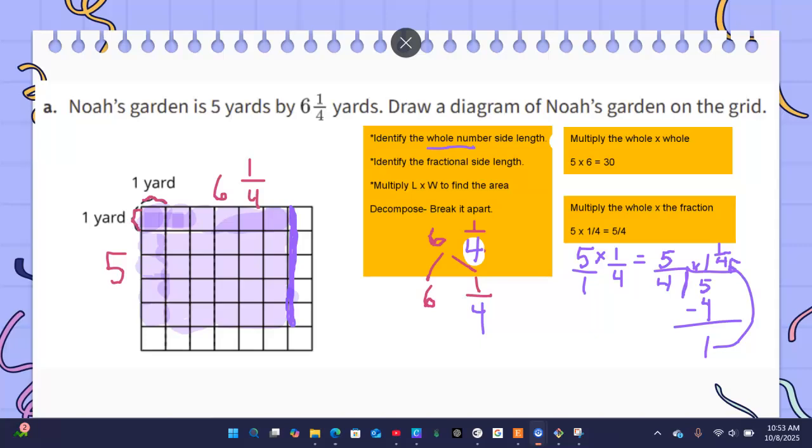Now let's circle our answers. We have 30 up here, and we have 1 and 1/4 right here. Well, that's not our final answer. Let's change our colors. Our final answer will be 30 plus 1 and 1/4.